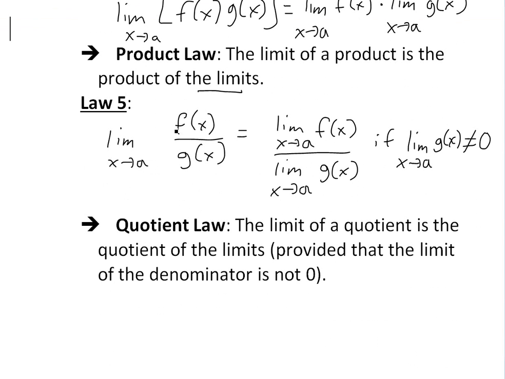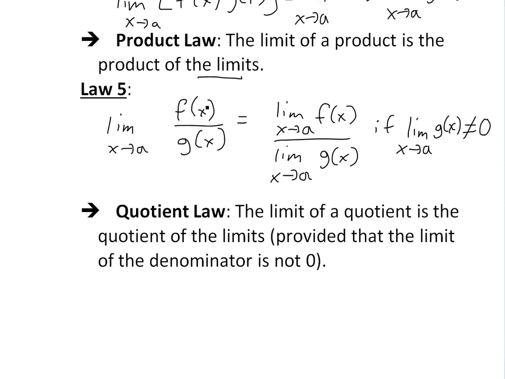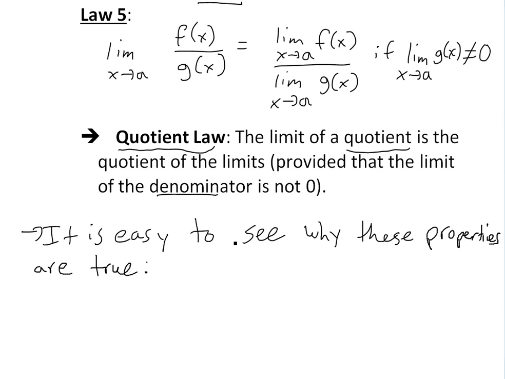Law 5, the last law, is the quotient law. It's similar to the ones above, but now there is a divide by 0 condition. The limit as x approaches a of f of x divided by g of x equals the limit as x approaches a of f of x divided by the limit as x approaches a of g of x. This holds only if the limit of g of x as x approaches a is not 0, because you can't divide by 0. The limit of a quotient is the quotient of the limits, provided that the limit of the denominator is not 0.